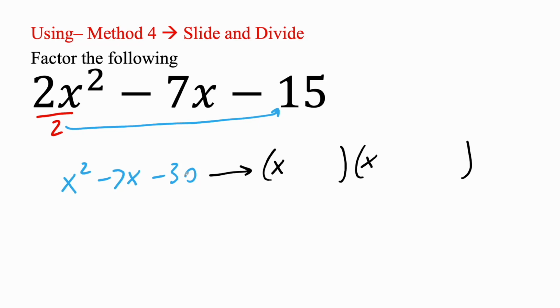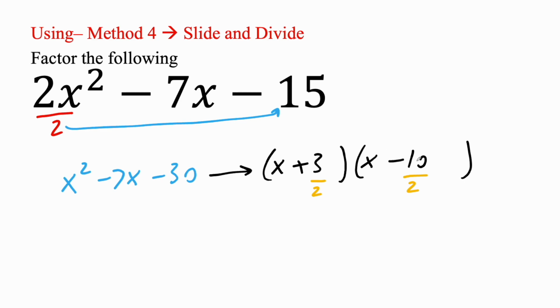Now we think, what two numbers multiply to give us negative 30, but add to give us negative 7? That's going to be negative 10 and positive 3, because 3 times negative 10 is negative 30, and 3 minus 10 is negative 7. Now what we did earlier with dividing by 2, that needs to come back. So I'm going to divide by 2 here, divide by 2 here. And we'll see if we can simplify.